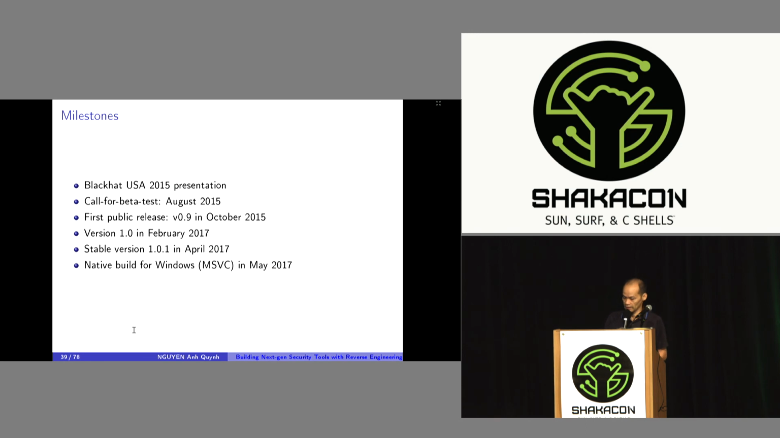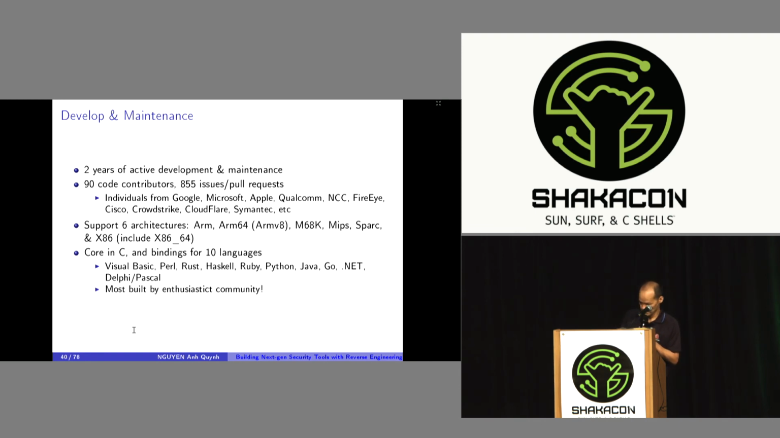And now in the latest code from GitHub, you can build Unicorn natively on Windows using Visual Studio, which is impossible for Capstone. Capstone cannot build natively on Windows using Visual Studio, but Unicorn can. So it's 2 years of development and maintenance. We have 90 people who contributed code and nearly 900 issues and pull requests on GitHub.